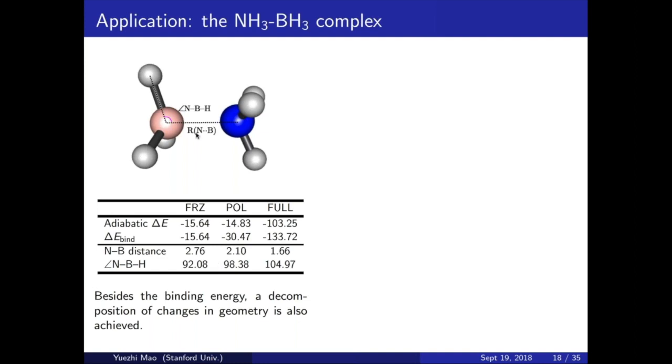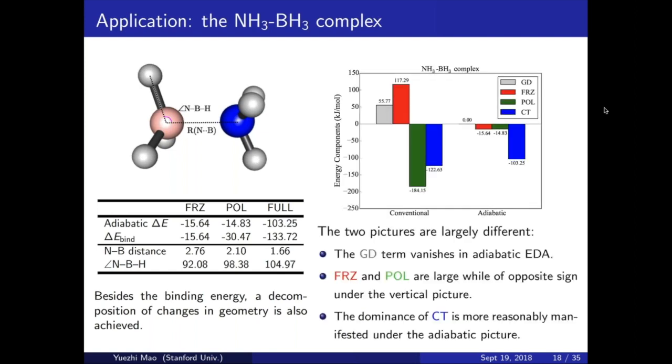And if we look at the change in this NBH angle, which indicates the bending of this originally planar boron molecule, we can find it's this. So here there is a change from sp2 to sp3 hybridization, and so this boron molecule is bent. This is largely due to the charge transfer component of this interaction.